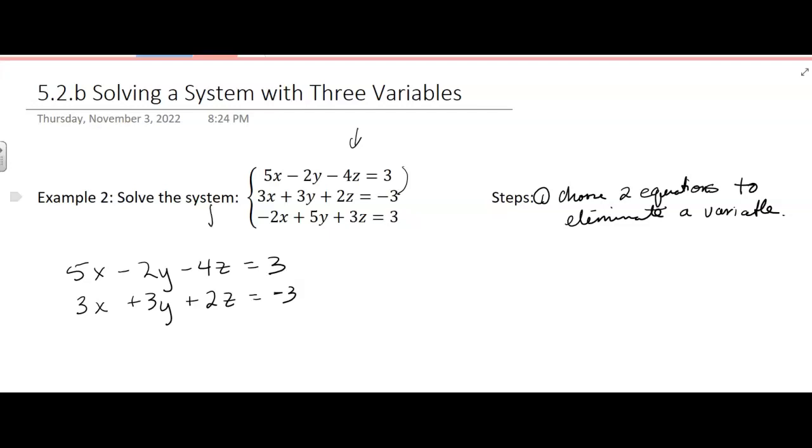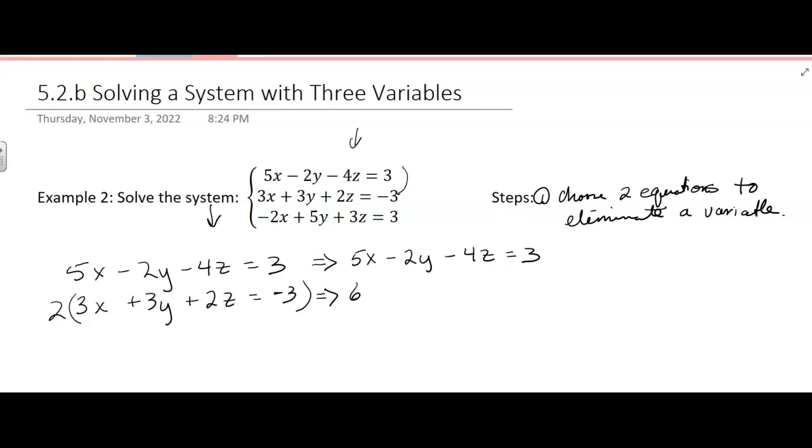Okay, and I already told you I'm going to eliminate the z. So what I'd really like is to have a negative 4z and a positive 4z. So I'm going to multiply the bottom equation by 2. We've done this before in 5.1, where we multiplied by something so a variable would eliminate. The top equation, I'm just going to copy that down. Lots of copying. Okay, now when I multiply by 2, I multiply the whole equation.